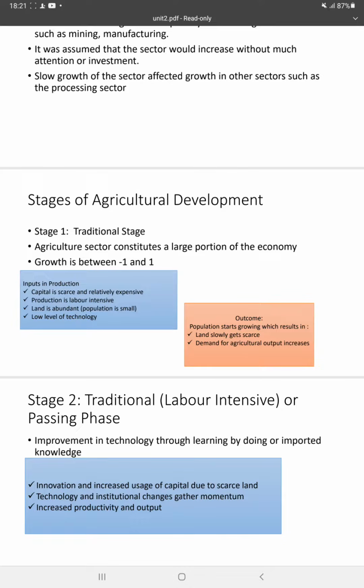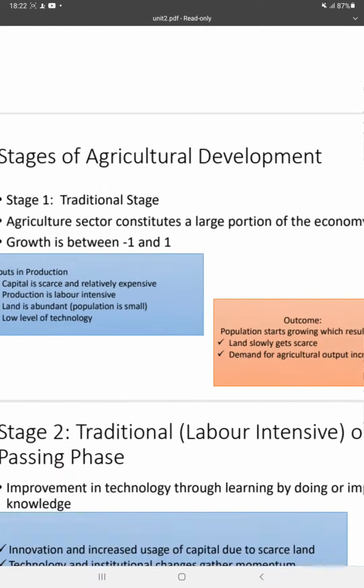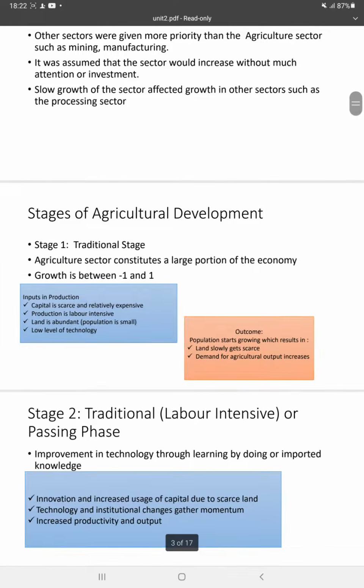So what are some of the things that would happen? The inputs in production: capital was scarce and relatively expensive. Production was labor intensive during the first stage. And again, you learn that land was abundant, but the population was very small. That's why land was abundant, because basically the population was small.